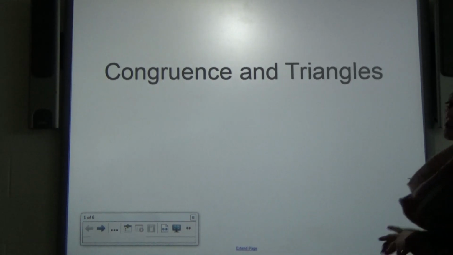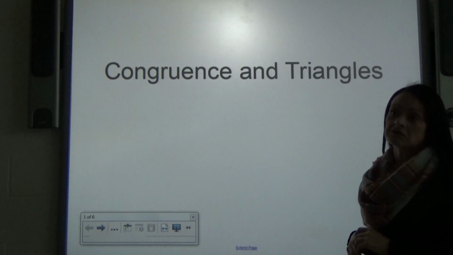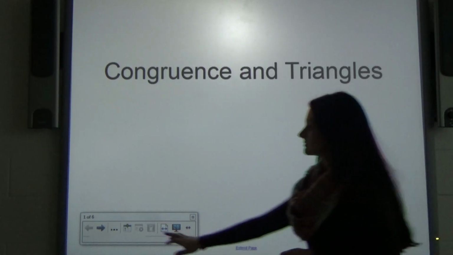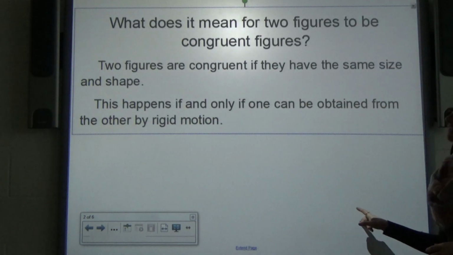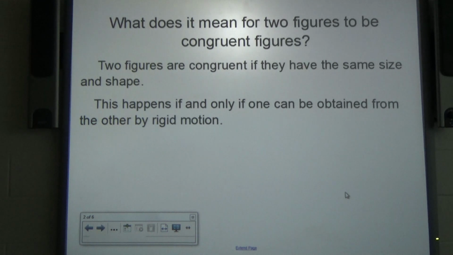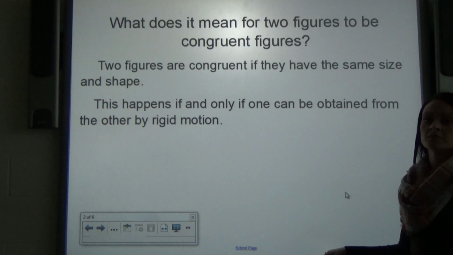This lesson is a continuation of the similarity and congruence video, but now I'm going to talk specifically about congruence and triangles. So the first thing that we're going to look at is what it actually means for two figures to be congruent, which we did discuss in the similarity and congruence video, but I just wanted to make sure that we really hit this point home. So they're congruent if they have the same size and the same shape, and this only happens if I can do a rigid motion to get from one image to the other.